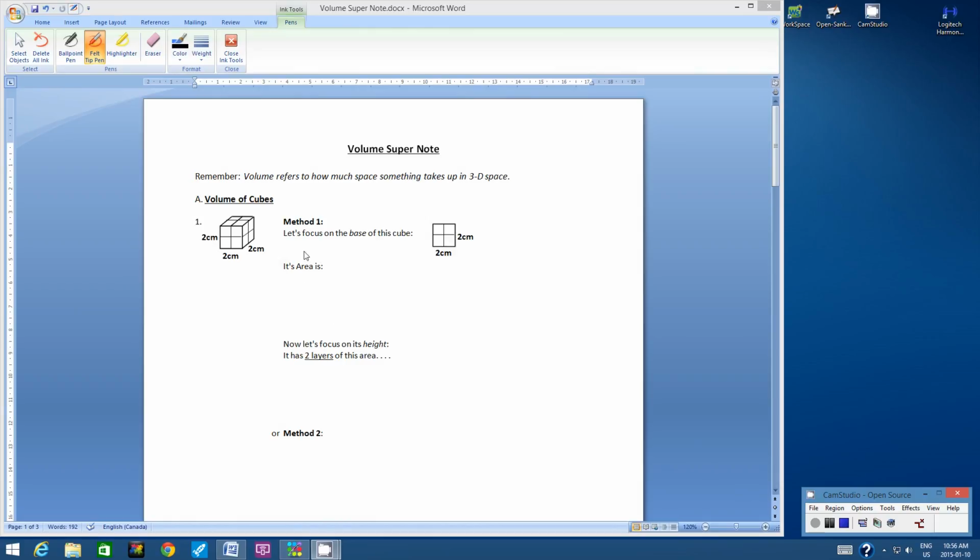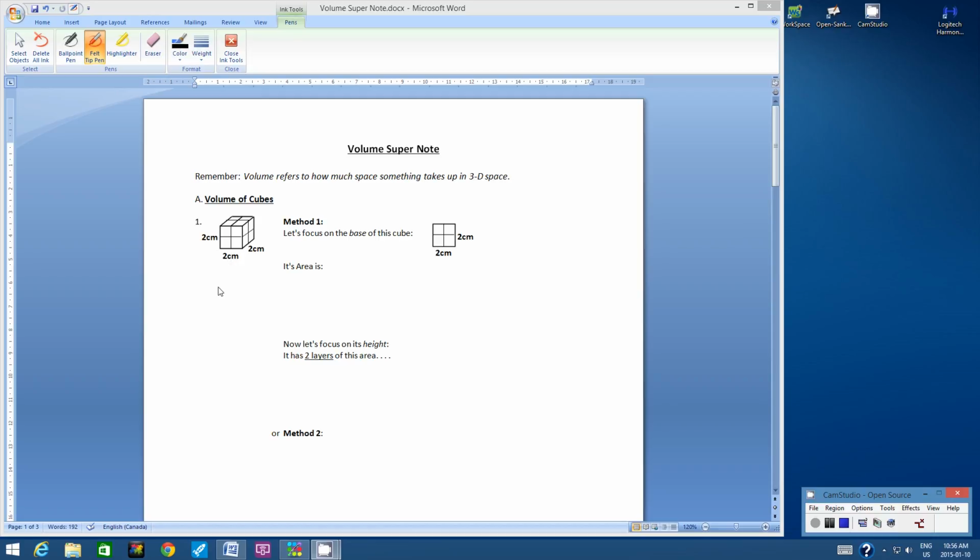Now let's remember that volume refers to how much space something takes up in 3D space. Whenever we're talking about volume, we're talking about 3 dimensions. So let's look at section A, volume of cubes. Let's have a look at this 3D diagram we have here.